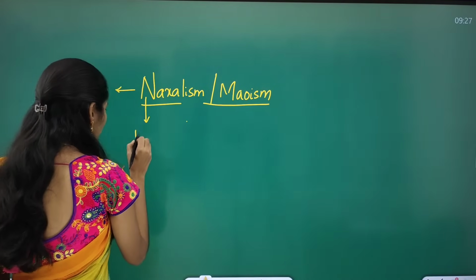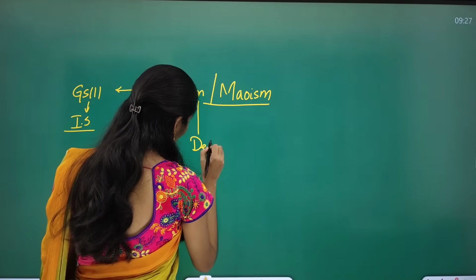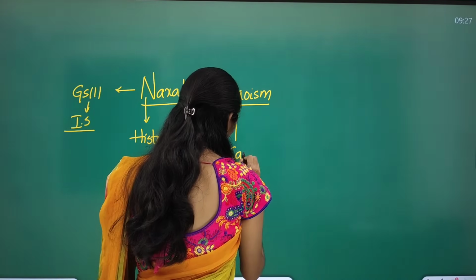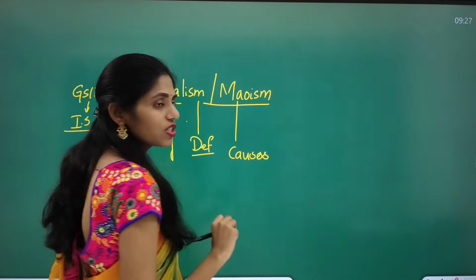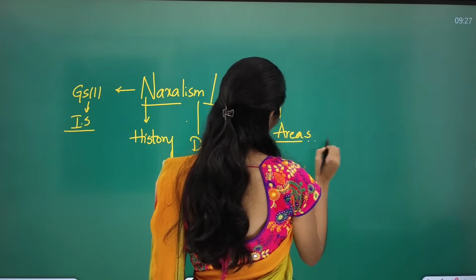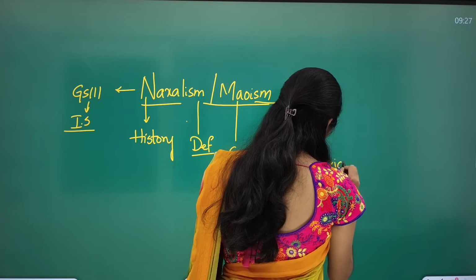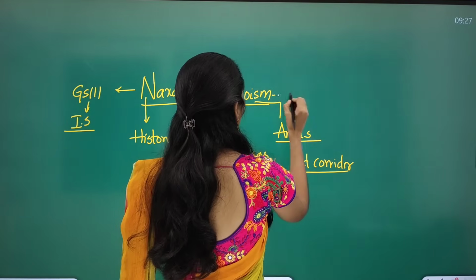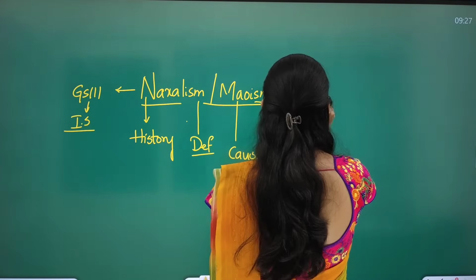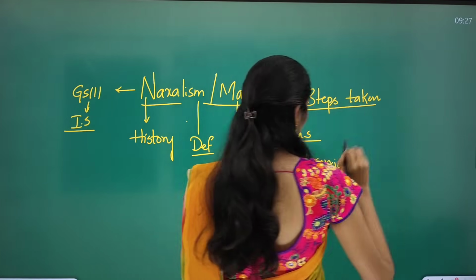Here you have to understand the history of Naxalism or Maoism, and the definition of Naxalism or Maoism. You have to see the causes for the rise of Maoism or Naxalism, and which areas in our country are affected by it. For example, you have to see what this red corridor is. Apart from this, you have to see the steps taken by the government.